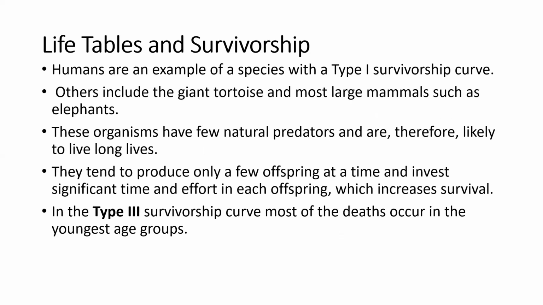Humans are an example of species with type 1. We human beings are type 1, because at every age we have a chance of surviving. Others include giant tortoises and most large mammals such as elephants. For them too, they are like we human beings. They can survive at every age. These organisms have fewer natural predators and are therefore likely to live long.